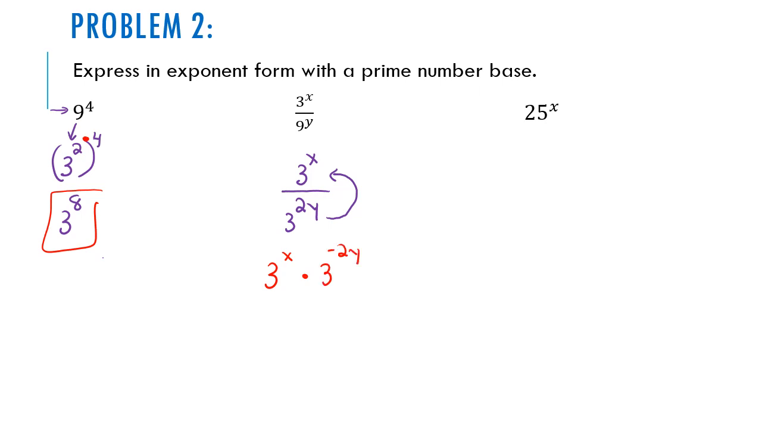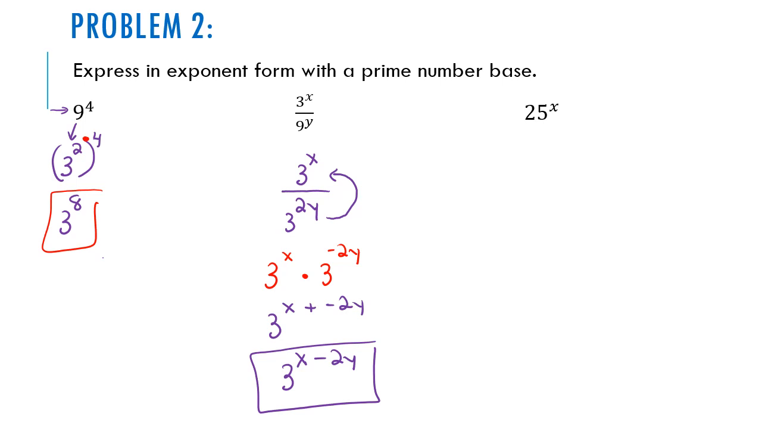Now remember, if we have multiplication of the same base, we're technically doing an addition of exponents. So we have 3 to the x plus negative 2y, but that looks really messy. We're going to clean it up. We know that a positive and a negative would make a negative, so we're going to write it simply as 3 to the x minus 2y, which would be the cleanest way to write that expression.